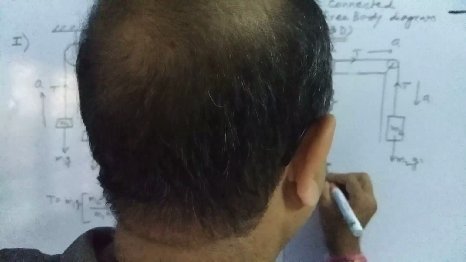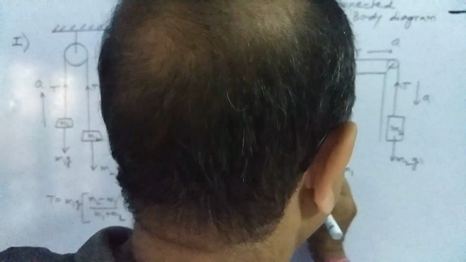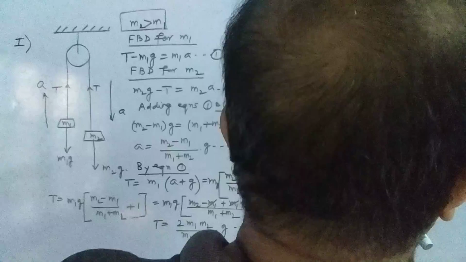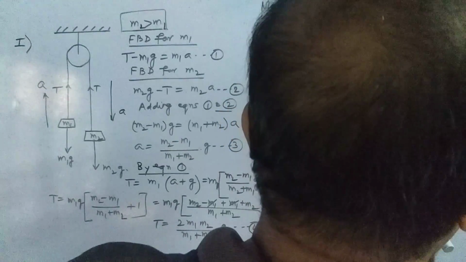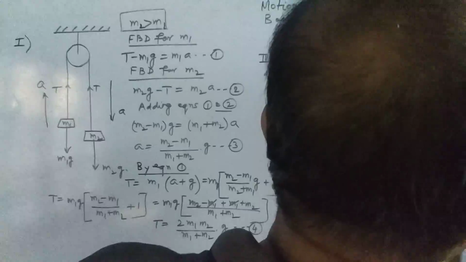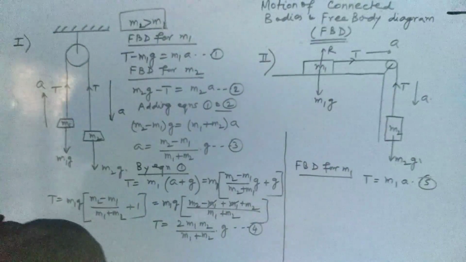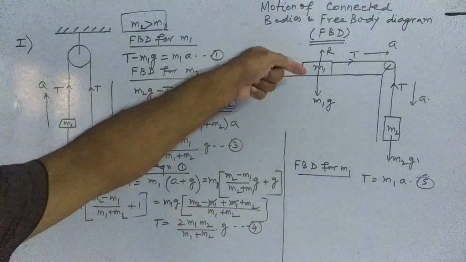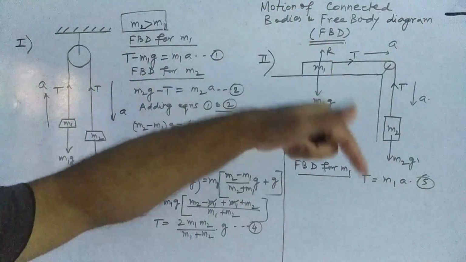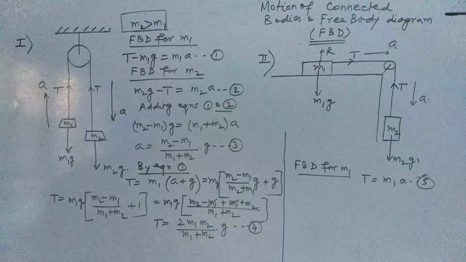FBD for M1 is very easy. It is simply T is equal to M1A. I write this as equation 5. T is equal to M1A because M1G is equal to R. These two are balancing each other. They are not contributing to the motion.